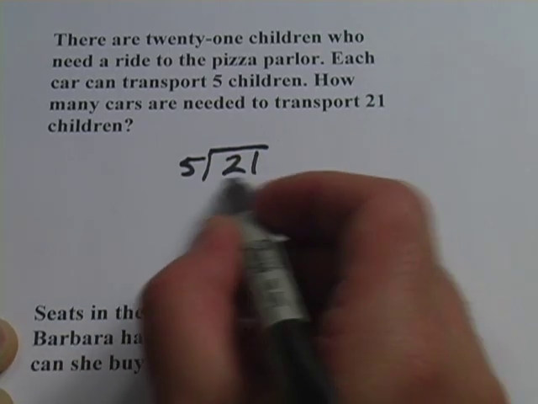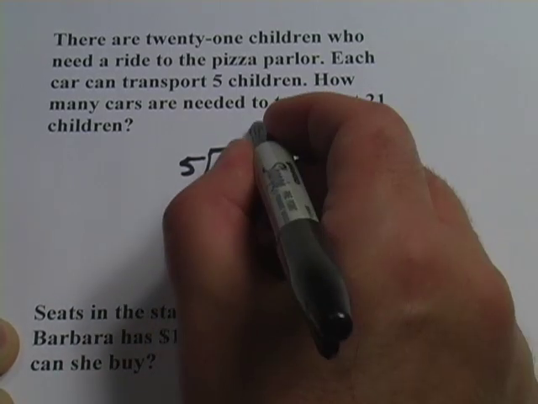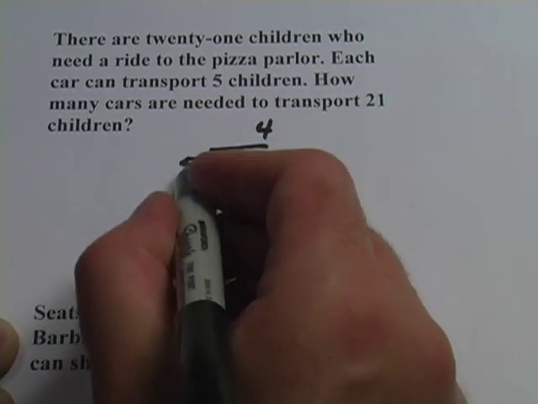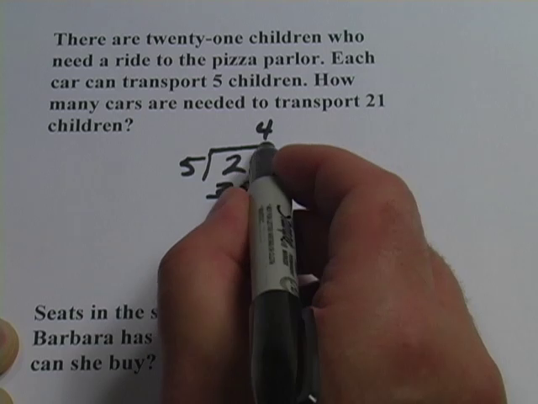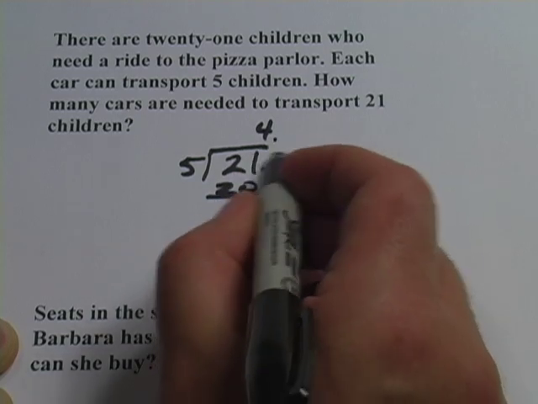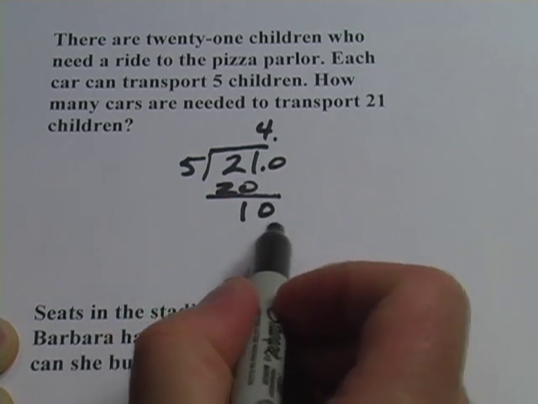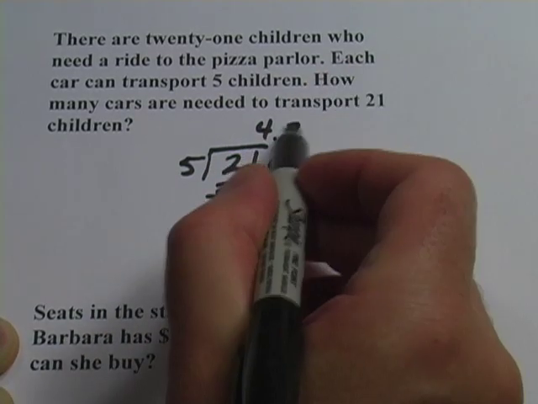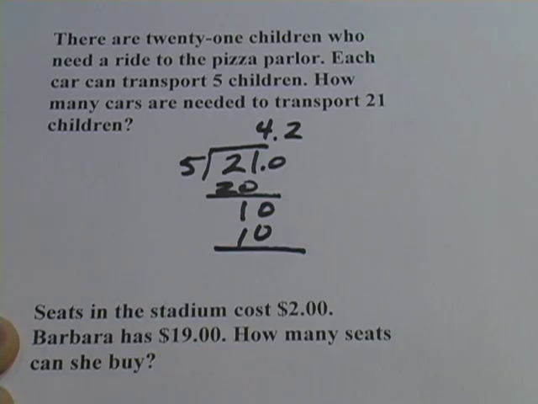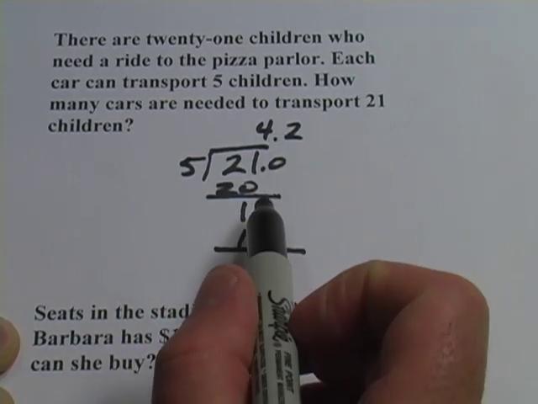Let's see. We've got 21, so a 4 I think is going to go up here. 4 times 5 is 20. We subtract, we get 1. We need a decimal point up here. Bring down the 0. Okay, now we've got 10, so 2 5s. 2 times 5 is 10, and that'll do. So it looks like we need 4.2 cars.